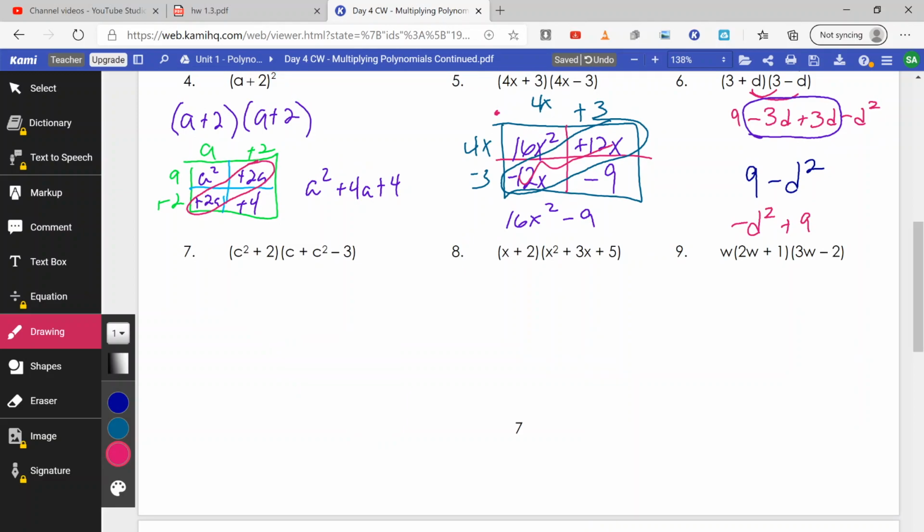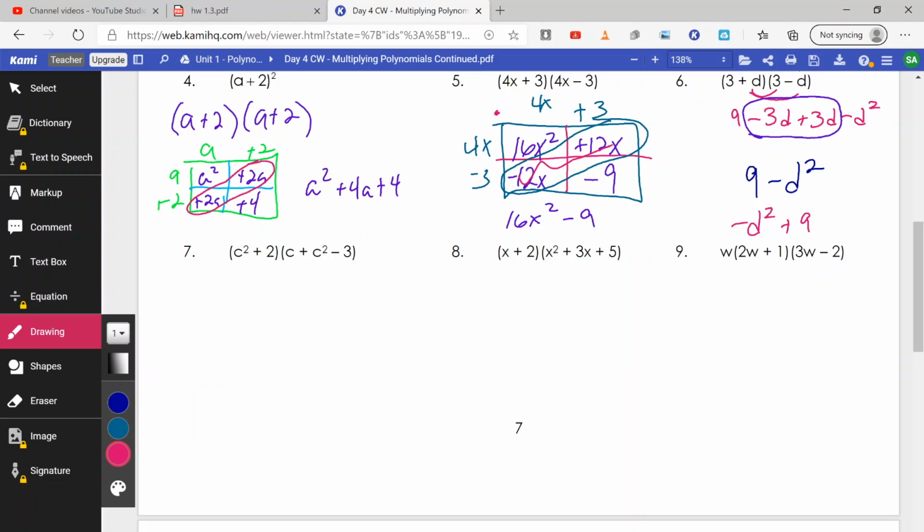And then we can do the same thing. So 7, I would use the box method. Same with 8 and 9. We can't use the box method because we got w on the outside here. So 7 and 8, I'm going to skip. I'll go to number 9. 9's a little bit different.